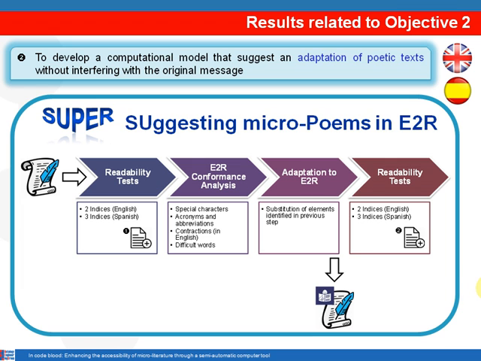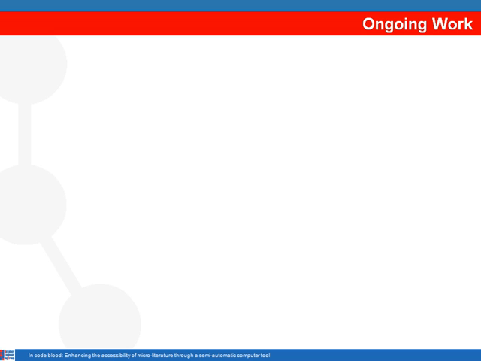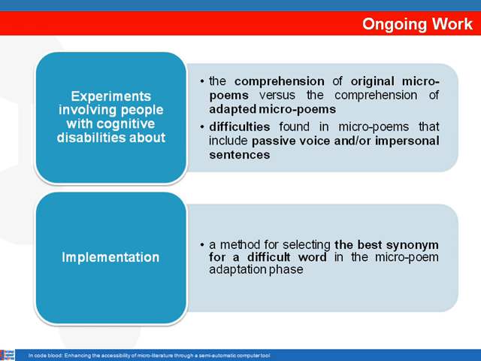It is true that within this project we have made some advances in helping people with cognitive disabilities in the scenario of reading and understanding micropoems. However, more work is still needed. In particular, we are currently performing some tasks related to experiments. One focuses on gathering data about the comprehension of original and adapted micropoems by people with cognitive disabilities, and a second experiment is related to how this sector of the population understands poetic texts that include passive voice and impersonal sentences. In addition, we are also working on implementing a method for proposing the best synonym to a difficult word found in a micropoem.